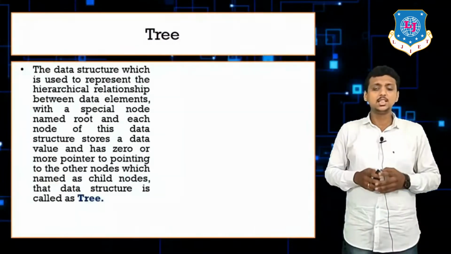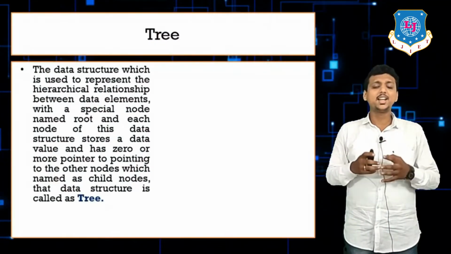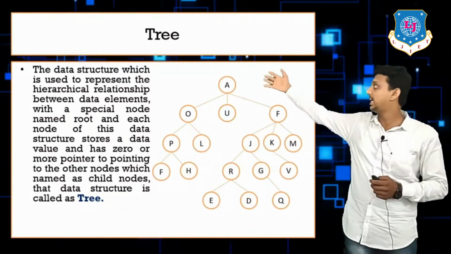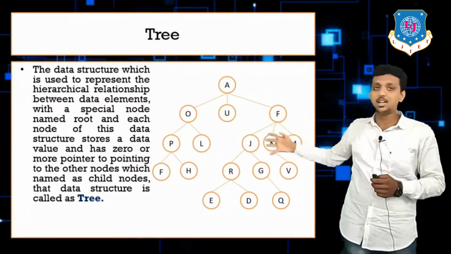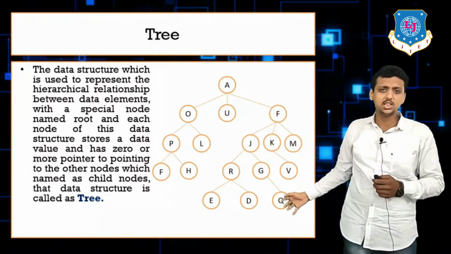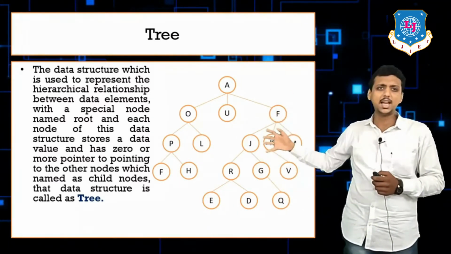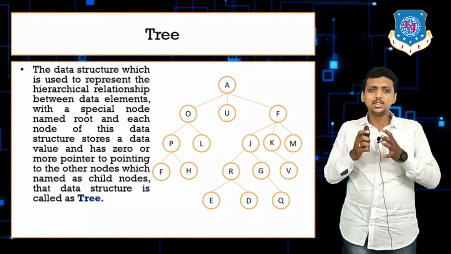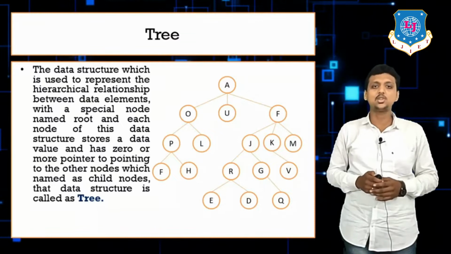As we know, a tree shows the hierarchical relationship between data elements. In this figure you can see that A is a root node and these are the nodes which are connected with each other. This whole figure shows the hierarchical relationship between data elements. Fine. So that is known as tree data structure.